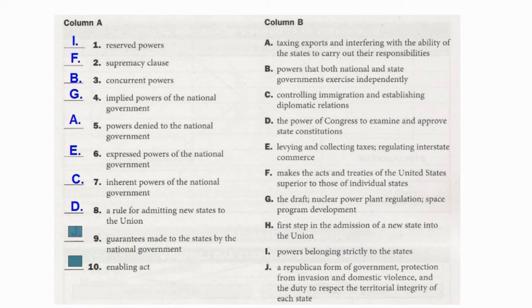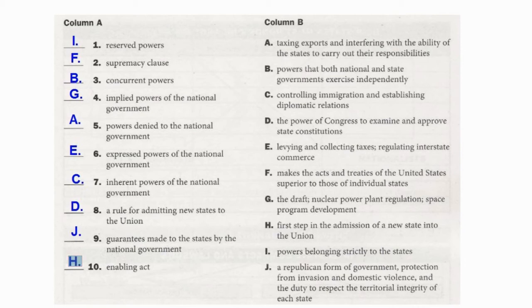And number 9, we have letter J. This is the guarantee made to the states by the national government. That is for a Republican form of government. And if you remember back, that means representative government. Protection from invasion from outside sources or domestic violence. If anything would happen within our states where there would be rioting, the federal government has the guarantee to the states that they will come in and protect the states, and also respecting the integrity of the borders of each state. States go out and they survey that land, and the federal government is going to respect that.